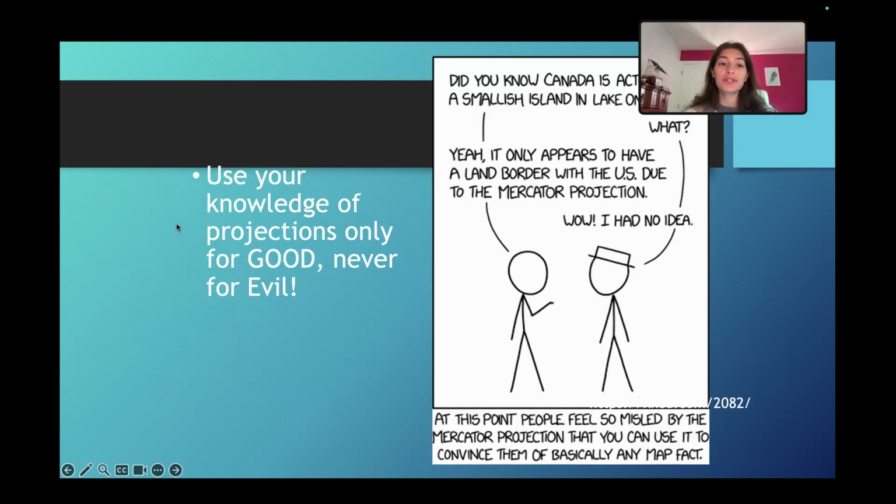Your knowledge of projections is only meant to be used for good and not for evil. If you go back and look at the link mentioned in the middle of these slides, we'll post that actual link for you underneath this set of slides. You'll be able to see how, especially in things like government, policy, and politics, you can utilize your understanding of distortion to intentionally distort somebody's idea of what's real and what's fake, like how large a certain country or continent may be compared to the countries or continents nearby it.